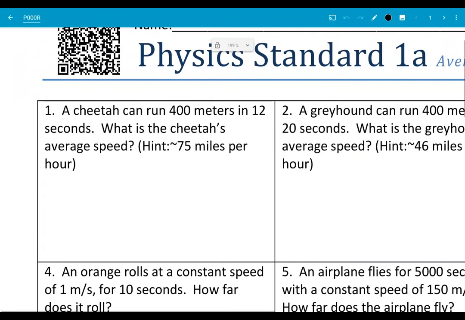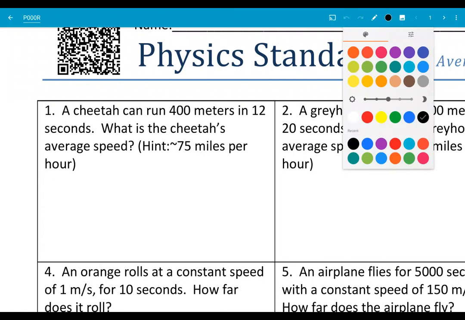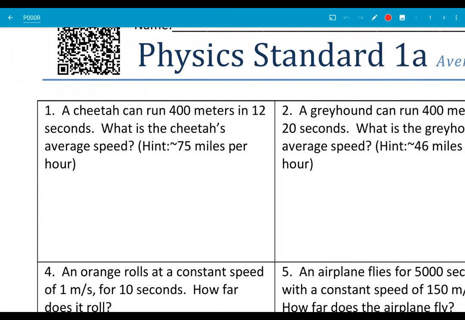The way that I want you guys to set up all of your questions, though, let's get a different color, is to always write down V equals, X equals, T equals every single time for every single problem. Then we'll read the problem and fill in the information that we know. So in question number 1, it says a cheetah can run 400 meters in 12 seconds. What is the cheetah's average speed? So we're trying to find average speed. That means V is unknown. So I always put a question mark next to that one.